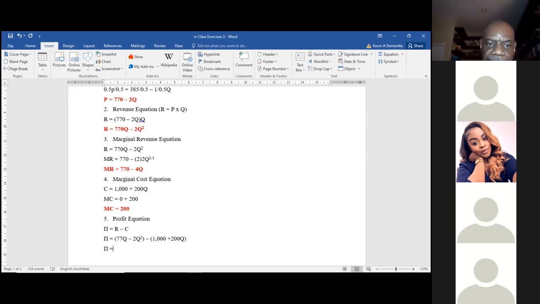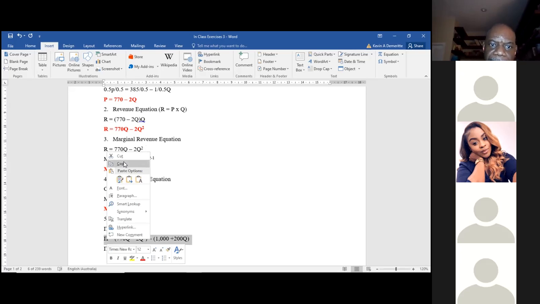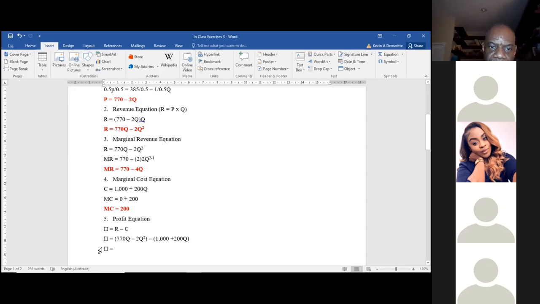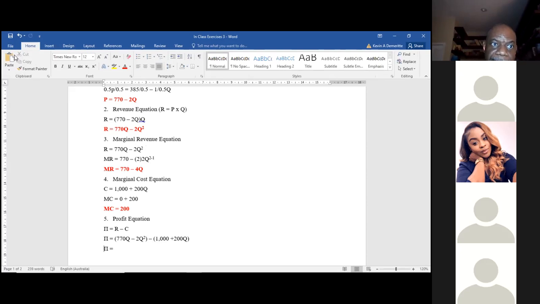So profit therefore. You're missing a zero. Why, what zero? On the 770. Oh, 770. Yes, okay. All right, so to remove the brackets, I have 770Q minus 2Q squared.